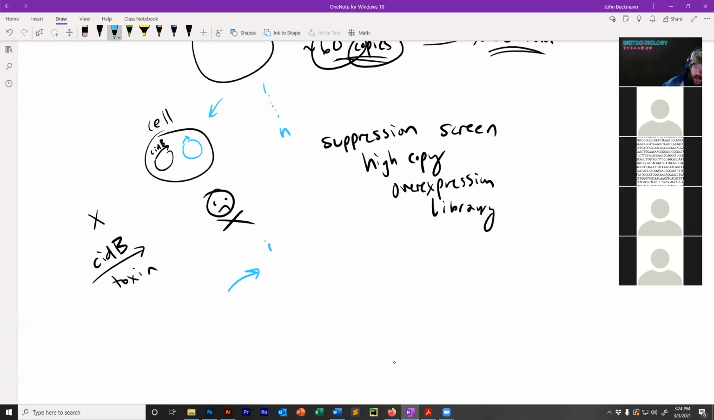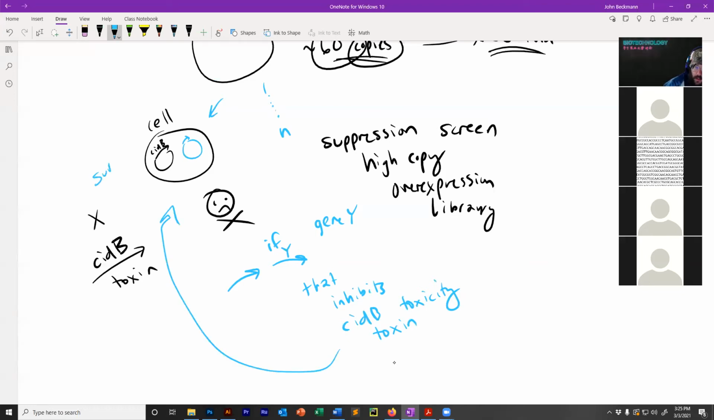And if there is some gene, let's call this one Y, that inhibits the SIDB toxicity, or the toxin, then these cells will survive.